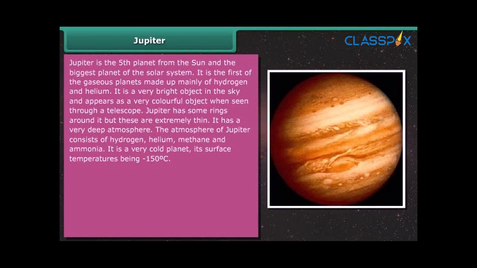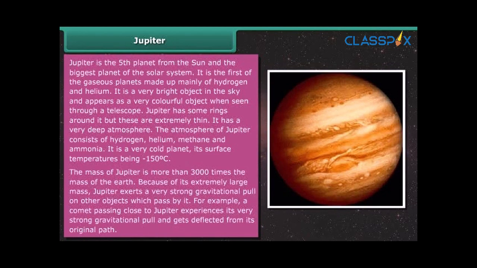It has a very deep atmosphere. The atmosphere of Jupiter consists of hydrogen, helium, methane, and ammonia. It is a very cold planet, its surface temperature being minus 150 degrees Celsius. The mass of Jupiter is more than 3,000 times the mass of the Earth. Because of its extremely large mass, Jupiter exerts a very strong gravitational pull on other objects which pass it by. For example, a comet passing close to Jupiter experiences its very strong gravitational pull and gets deflected from its original path.